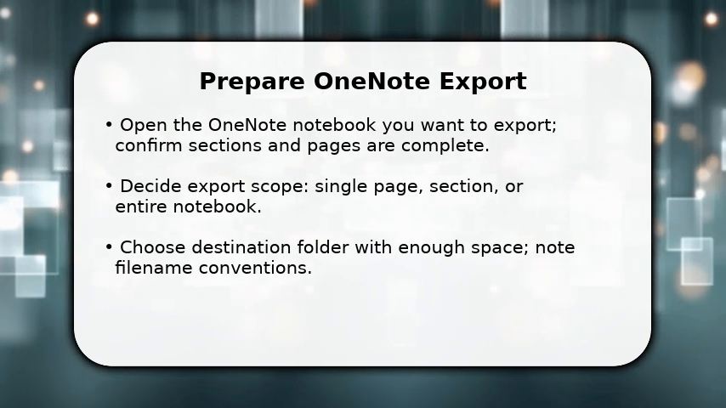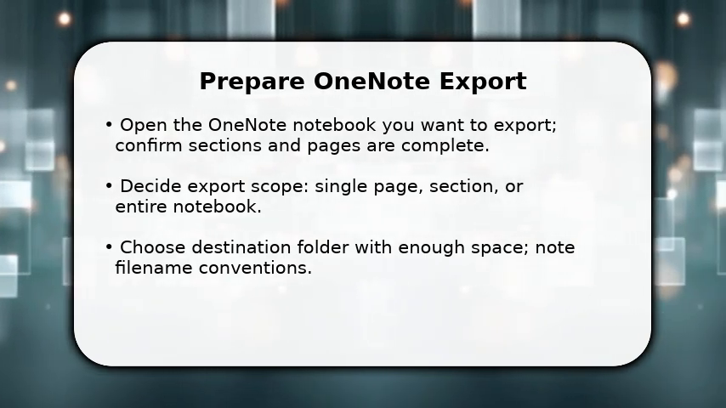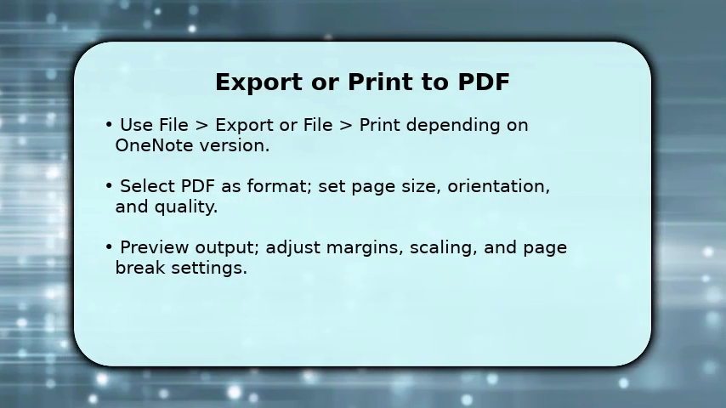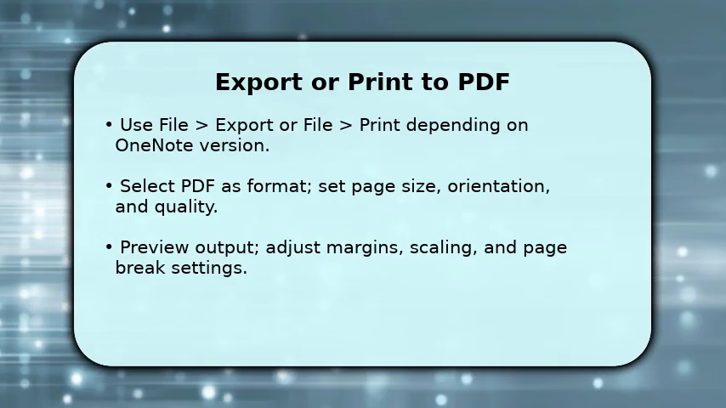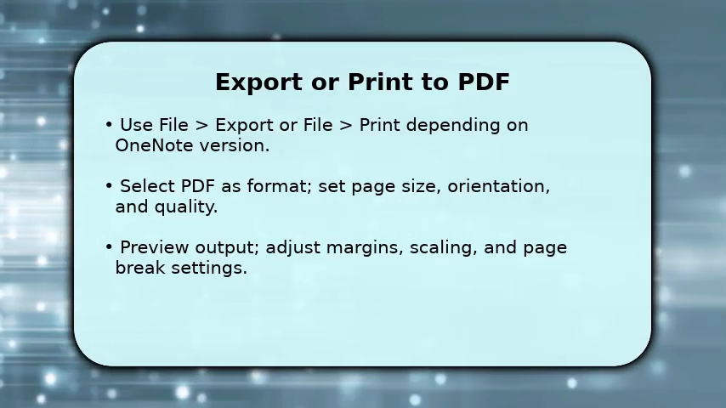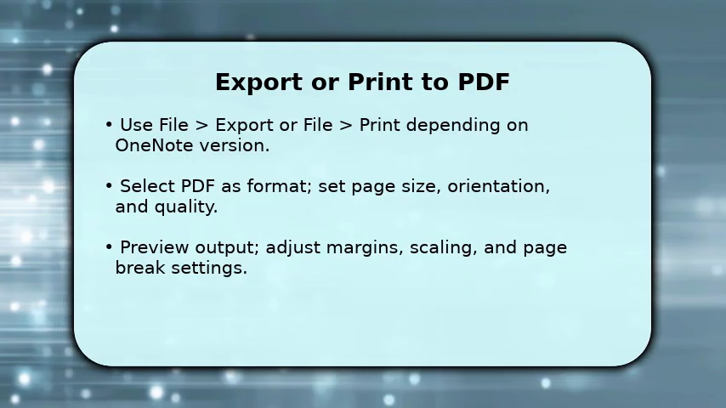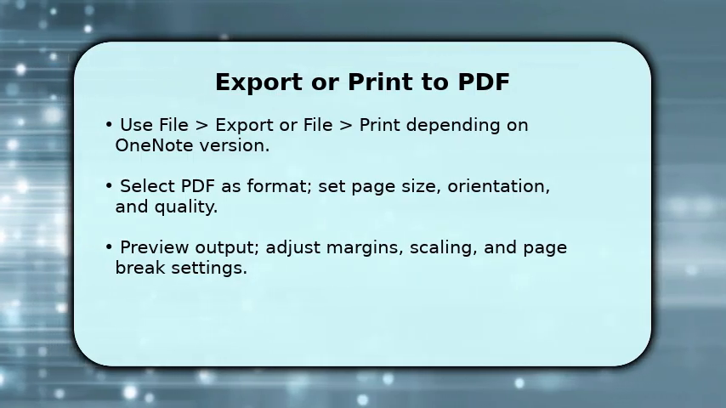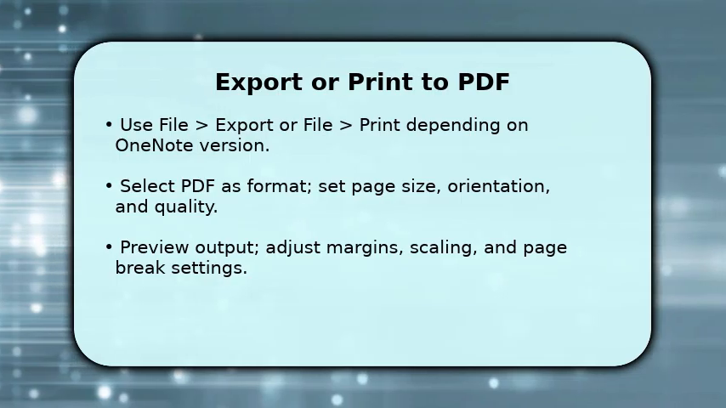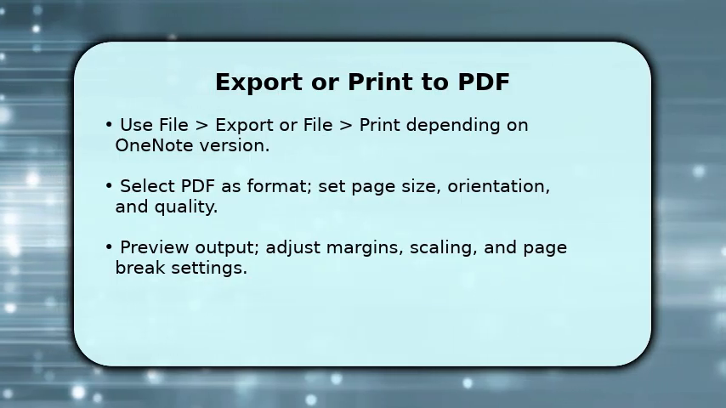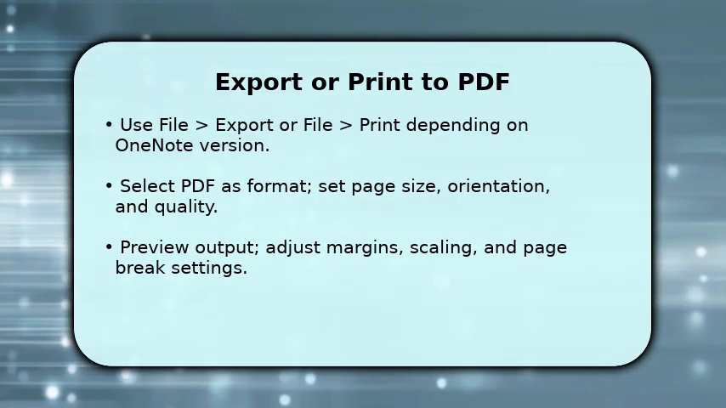You'll now choose export or print to convert to PDF. Different OneNote versions label it differently. Select PDF format and then configure page size, orientation, and output quality. Higher DPI yields clearer images but larger files. Use Print Preview to check margins, scaling, and page breaks so content doesn't get cut off.